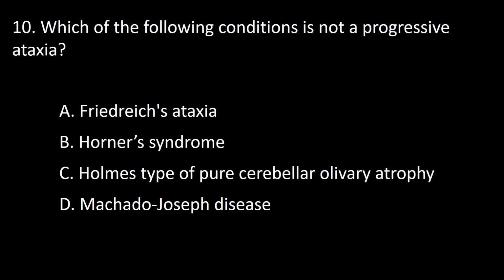Next question. Which of the following conditions is not a progressive ataxia? A. Friedreich ataxia, B. Horner syndrome, C. Holmes type of pure cerebellar olivary atrophy, D. Machado-Joseph disease.